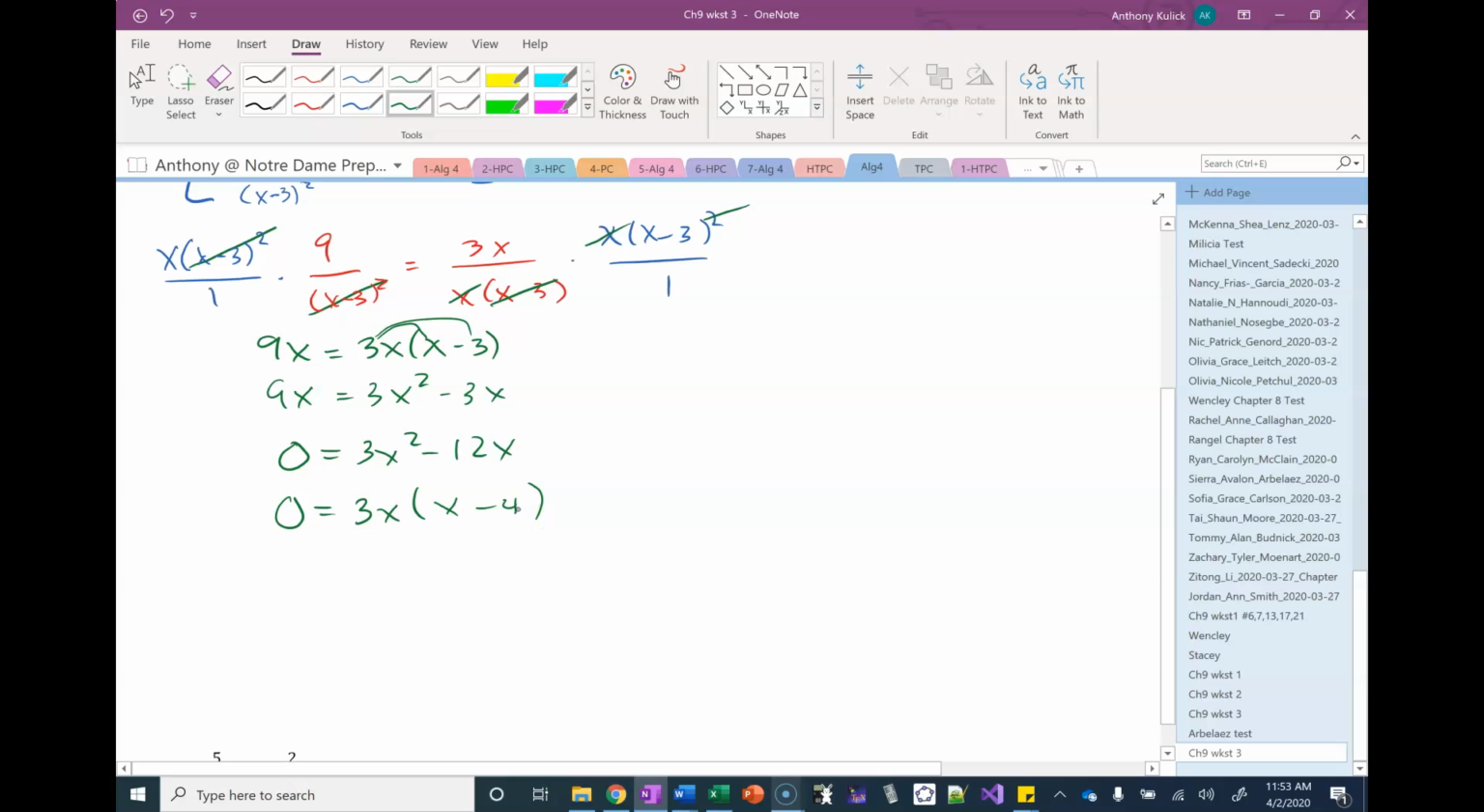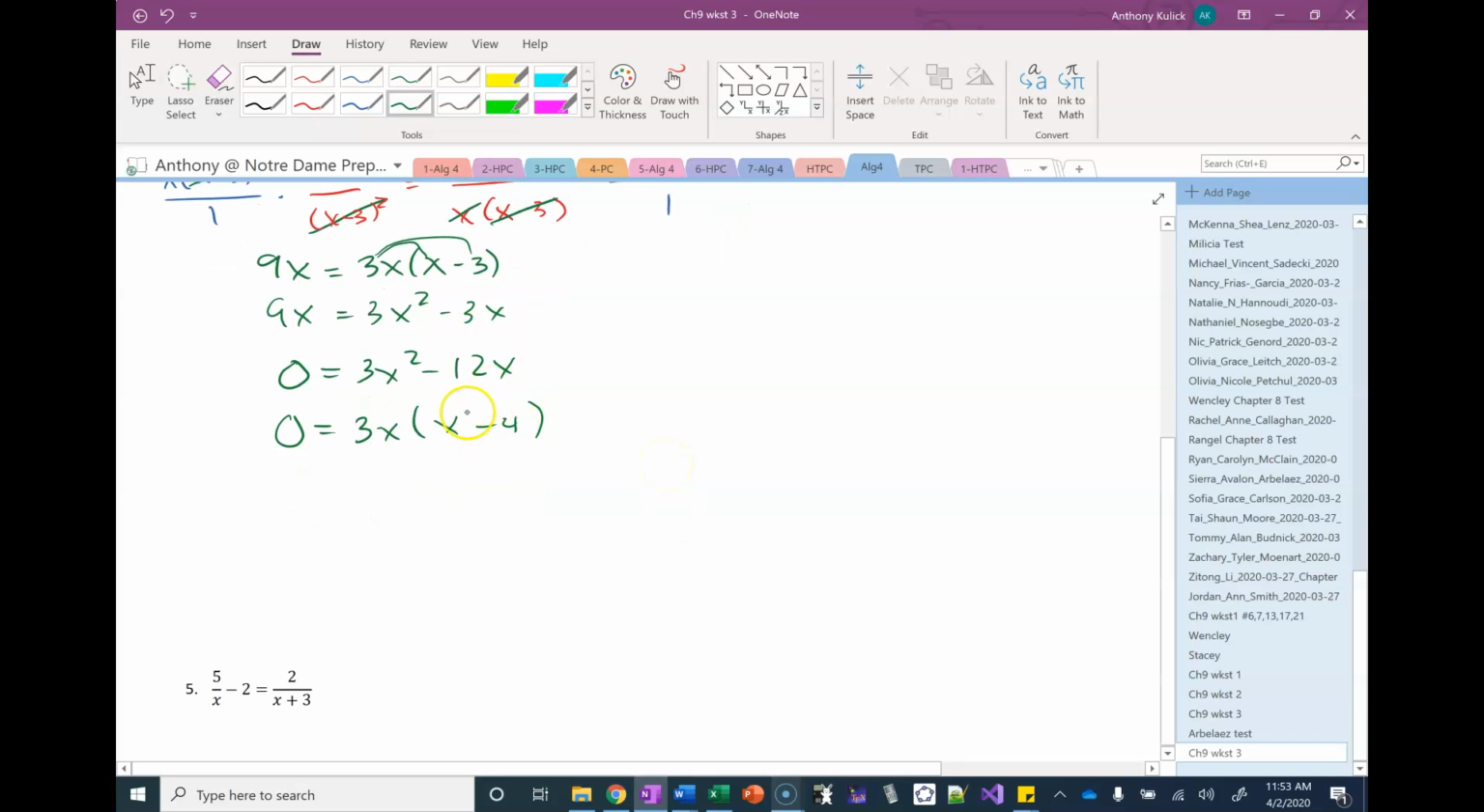So when I take out a 3x from 3x squared, I'm left with x. And when I take out a 3x from 12x, I'm left with negative 4. And then I just apply my zero product property and set each of these equal to 0. So here I get x equals 0, and here I get x equals 4.